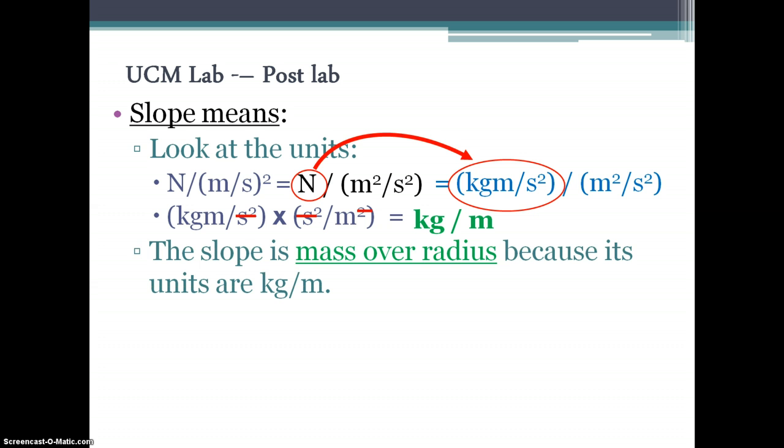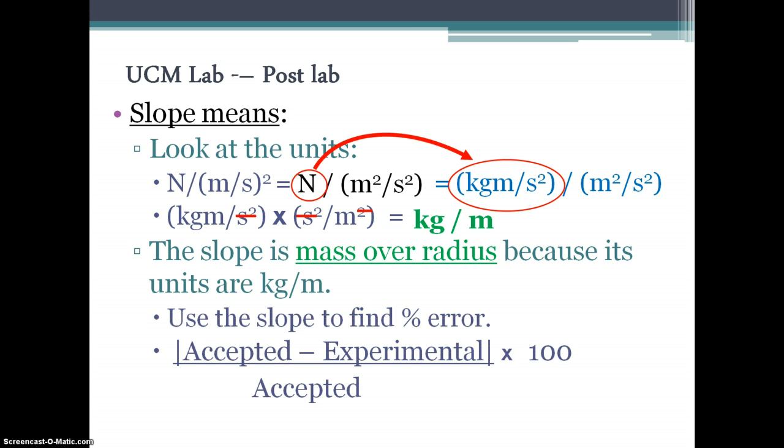So when I look at those two together, I should be able to determine that the slope is the mass over the radius, and that's due to its units of a kilogram per meter. So now that you know that, you should be able to take a minute and find your percent error, and I want you to do this and bring this into class.